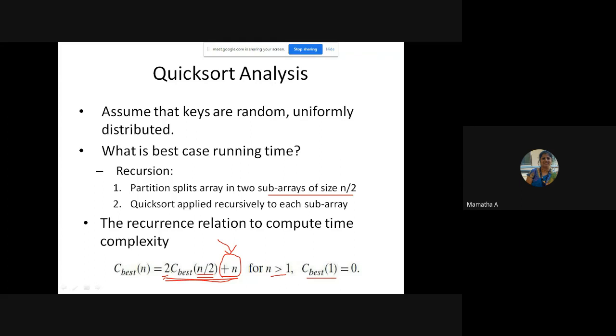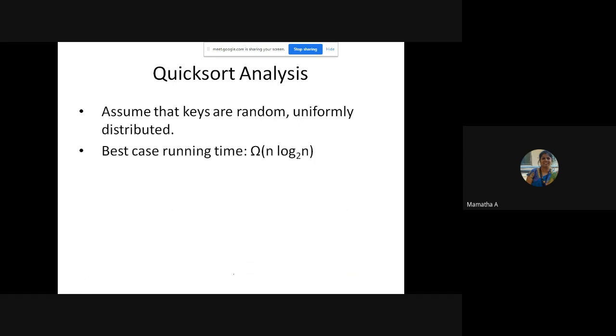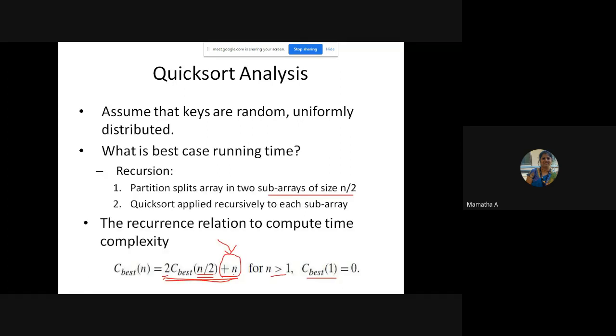Isn't this same as the merge sort? 2T of n by 2 plus n minus 1 it was. But anyways, it is a linear function. Isn't it the same as the merge sort, students? Yes or no? Okay, what is A here?